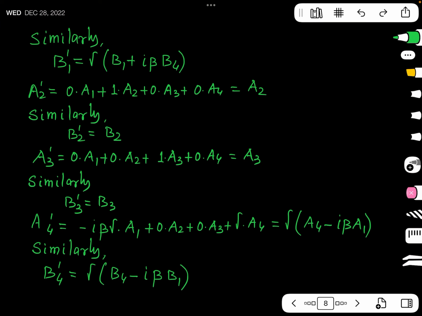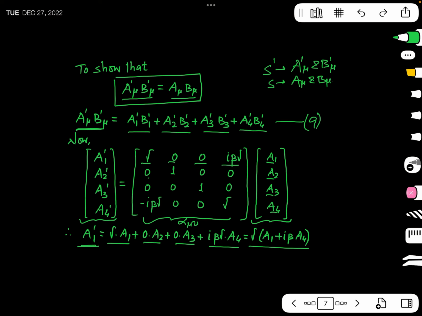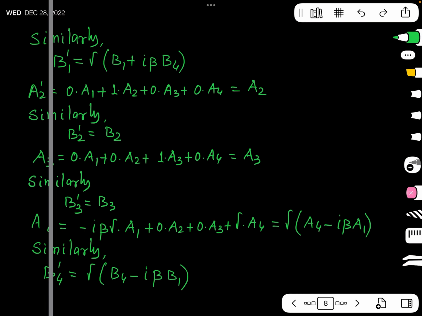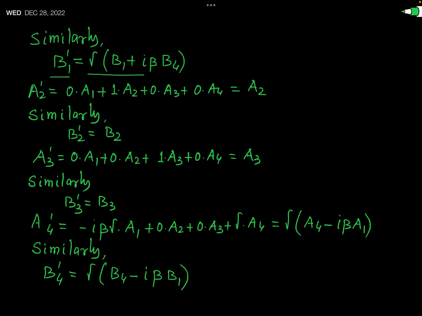In fact, as you have calculated the value of A1 prime, in the light of this equation you can simply say that in a similar manner we can find B1 prime, and that B1 prime will be equal to gamma times B1 plus i beta B4. As you can see from that matrix, A2 prime will be 0 times A1 plus 1 times A2 plus 0 times A3 plus 0 times A4, and that will be simply equal to A2. Similarly, B2 prime will be equal to B2.